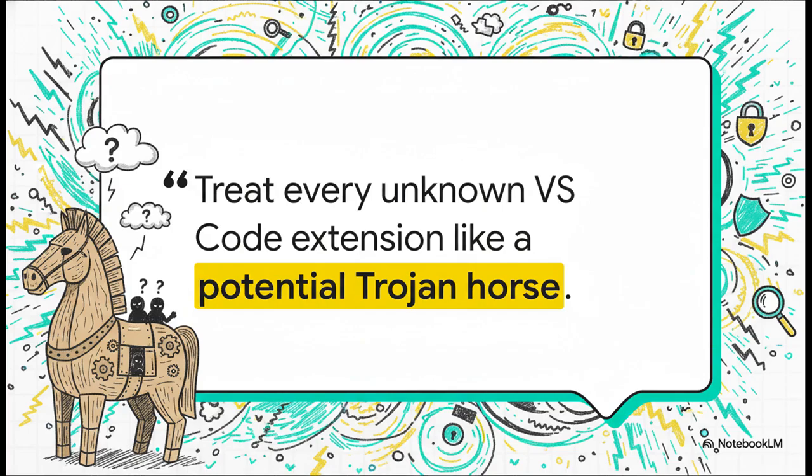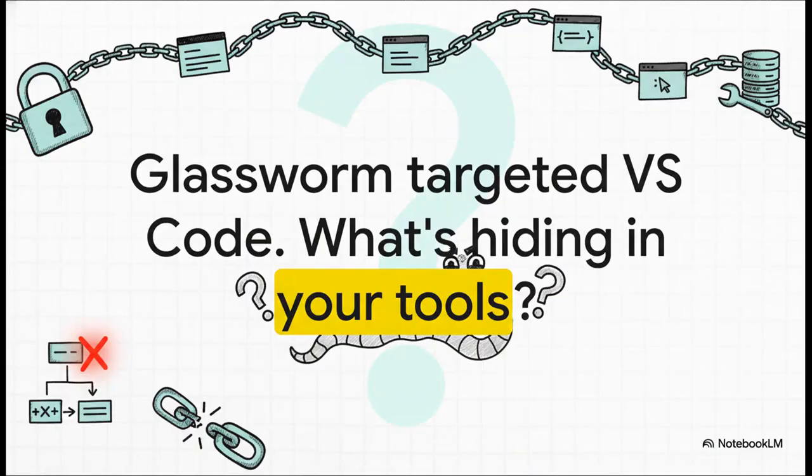And this really has to be the new mindset moving forward. You have to treat every unknown VS Code extension like a potential Trojan horse. It's that simple. Until the verification process gets way stronger, that's just the safest way to operate. So I'll leave you with this one last thought. Today we focused on Glassworm and VS Code, but this isn't just a VS Code problem. This is a supply chain problem. So the real question, the one you need to take back to your team, is this: Glassworm targeted VS Code. What's hiding in your other tools?